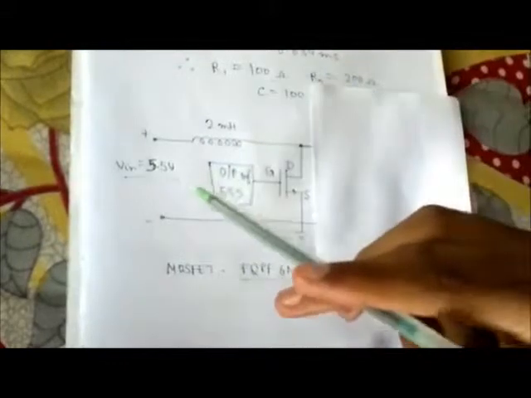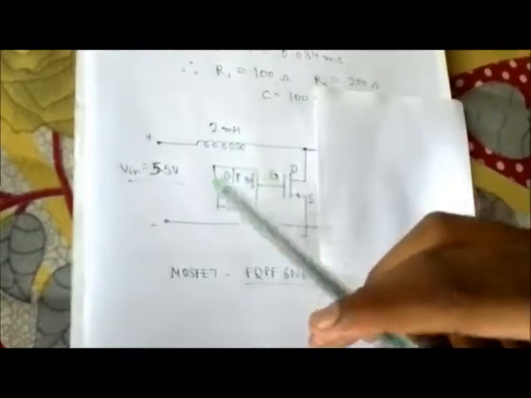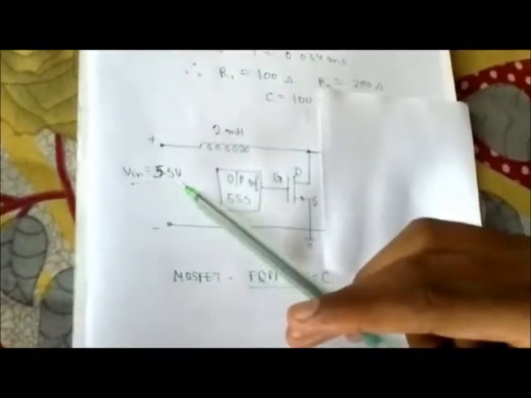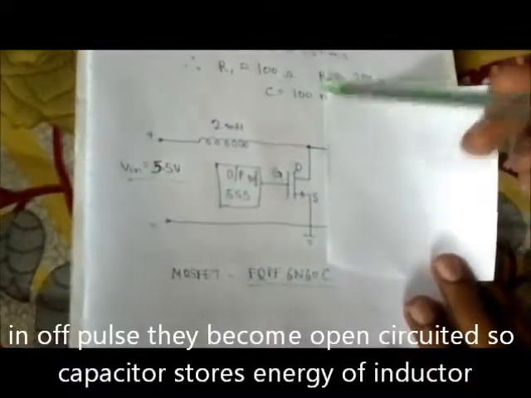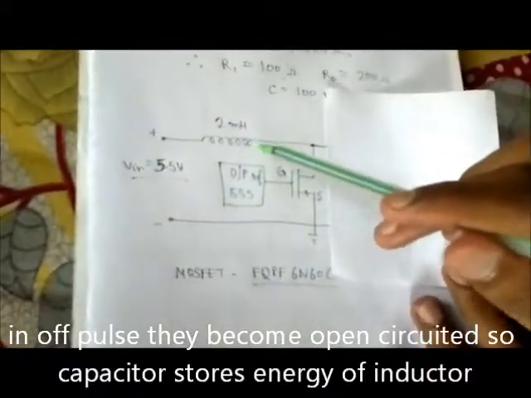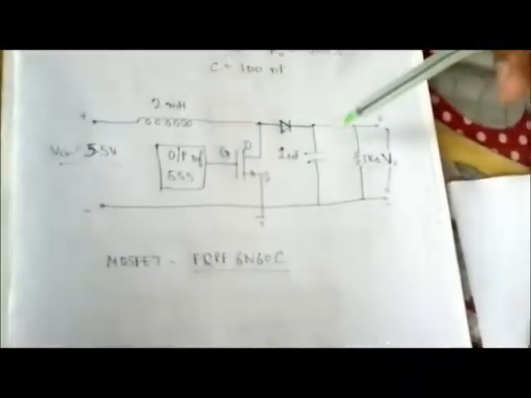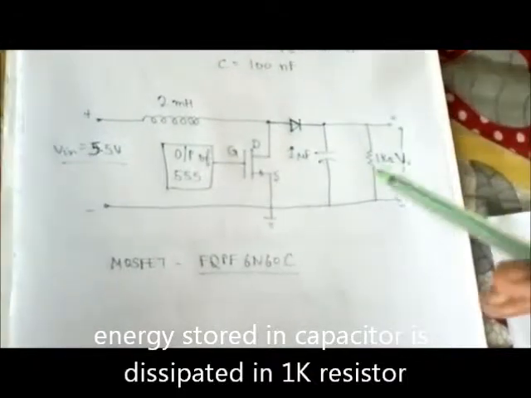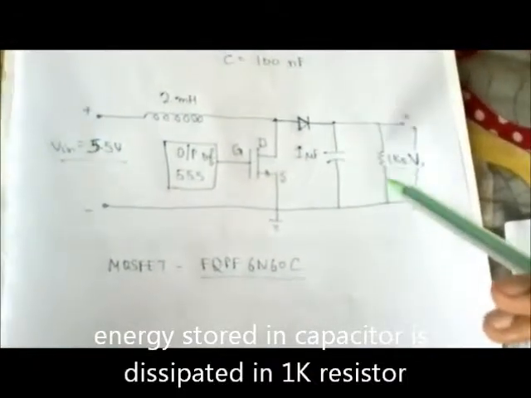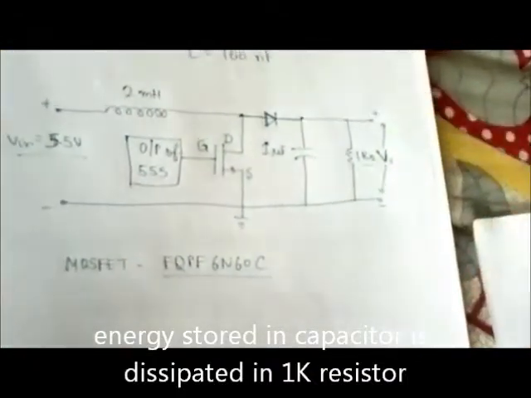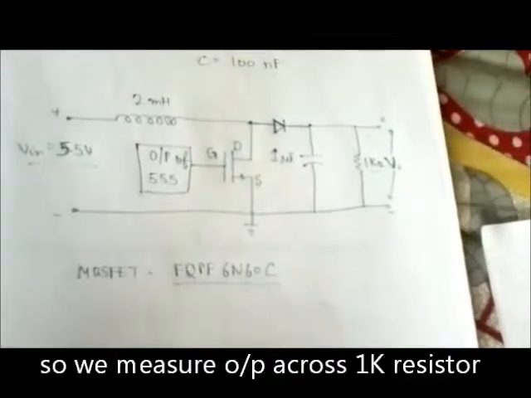So the 2 millihenry inductor is charged through the input battery of 5.5 volt, and in the off pulse, drain and source are open, so the stored energy in the inductor passes through the diode to the capacitor, and the capacitor stores this energy, which is dissipated in the 1 kilo ohm resistor. So we measure the output across the 1 kilo ohm resistor.